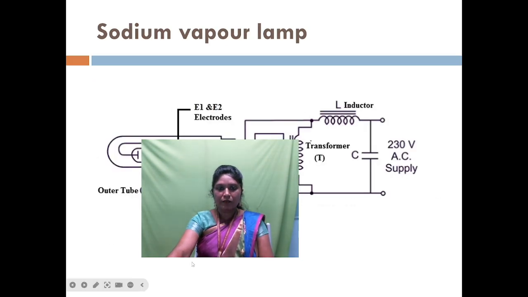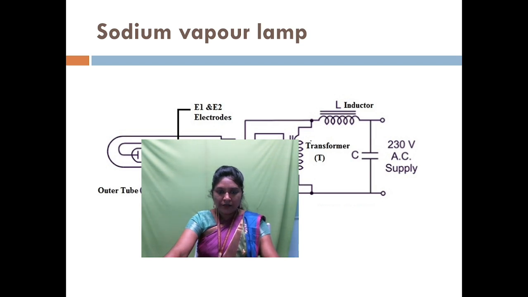This is the diagram of the sodium vapor lamp. First we can see the construction. Here we have two U-shaped tubes, one inner tube and another outer tube. The inner tube is filled with sodium and neon gas. Between the inner and outer tube there is no gas or anything filled, and it is kept vacuum.